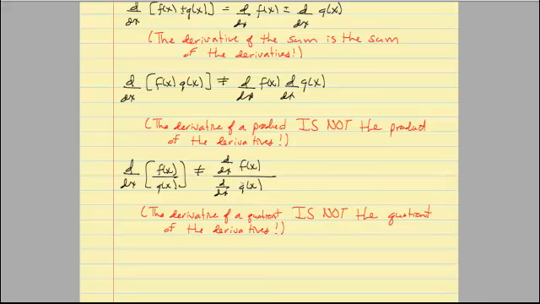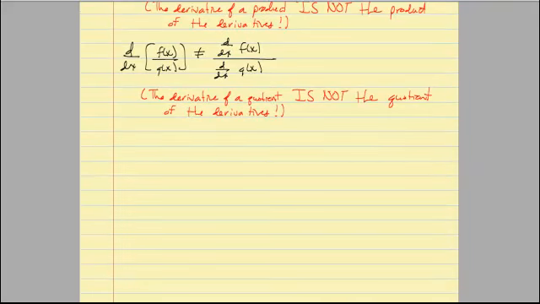So the two things we want to come away with here are basically these last two points. The derivative of a product is not equal to the product of the derivatives. The derivative of a quotient is not the quotient of the derivatives. I need special rules to deal with both of these. The first one that we're going to look at deals with products. So let's go ahead and look at the product rule.